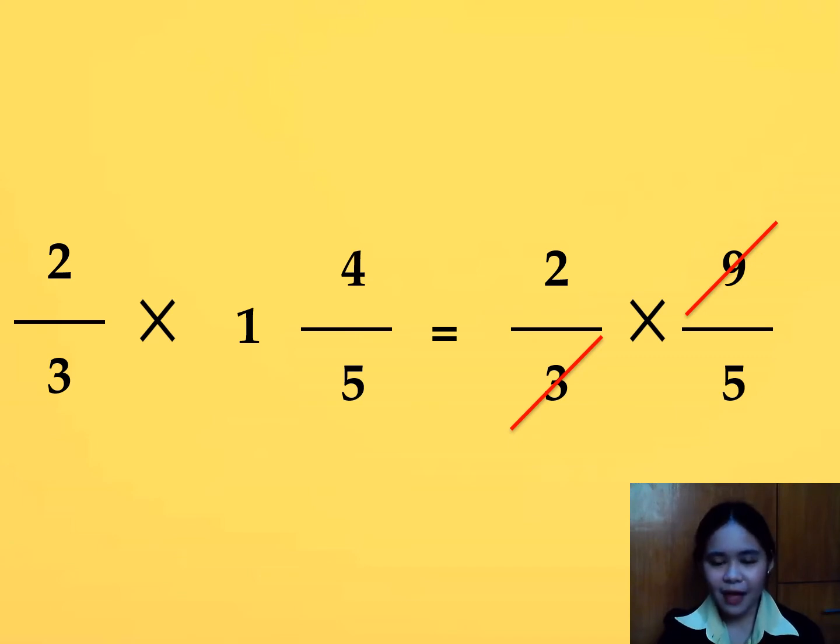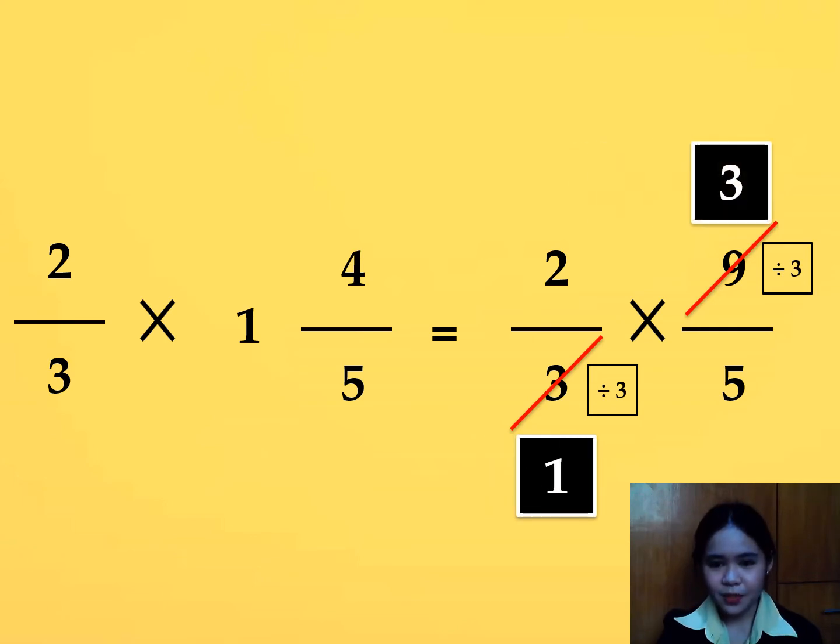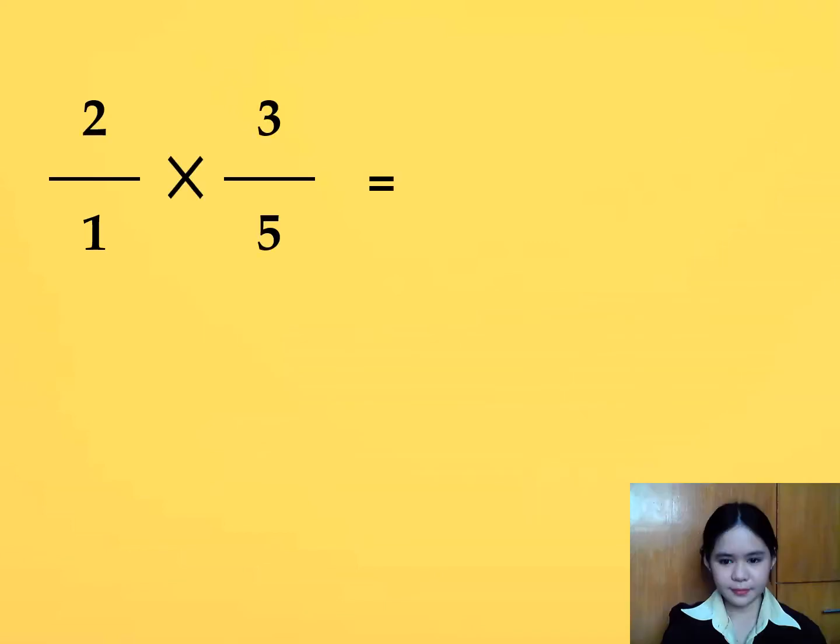The common factor of 3 and 9 is 3. Therefore, we divide 3 and 9 by 3. So 3 divided by 3 is equal to 1, and 9 divided by 3 is equal to 3. So we have 2/1 times 3/5.